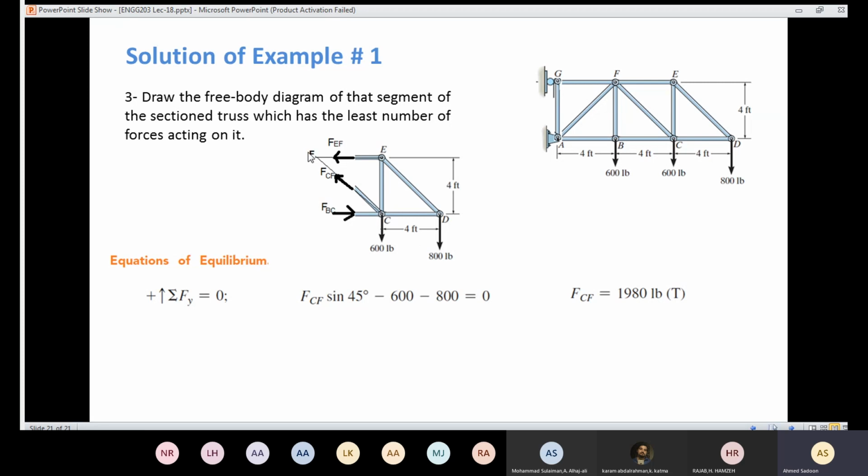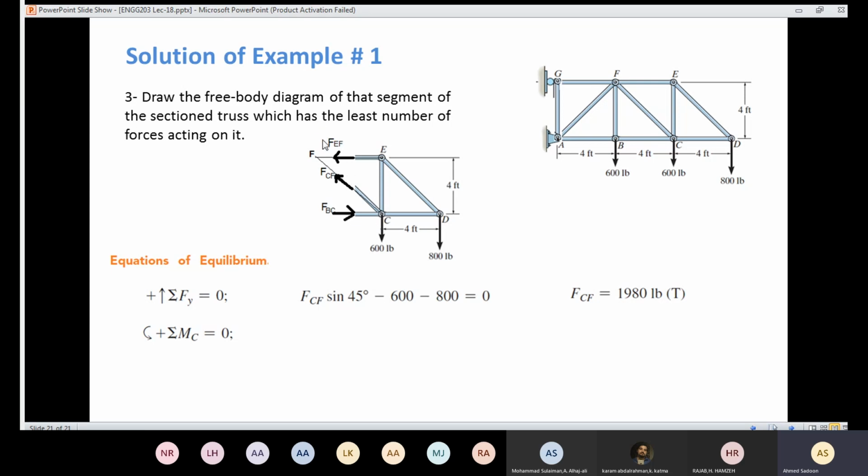Also, you can take the moment about F. You are going to eliminate that force here and that force here. You are going to have a moment from that member, a moment from here, and a moment from that force. So let's say that we are going to take the moment about the point C. Like I say, point C is a great choice. You are going to eliminate 3 forces.